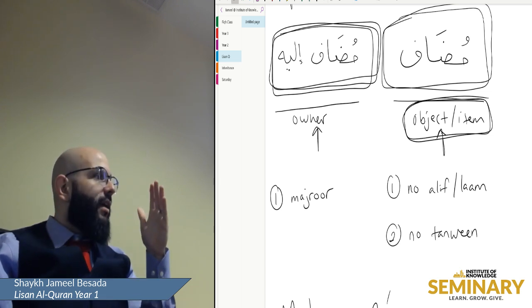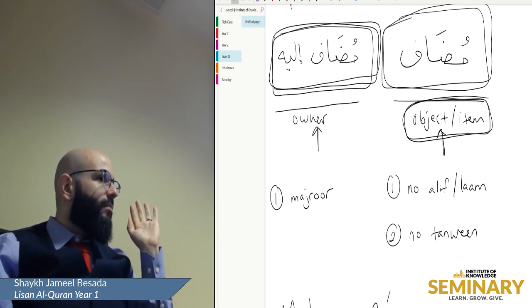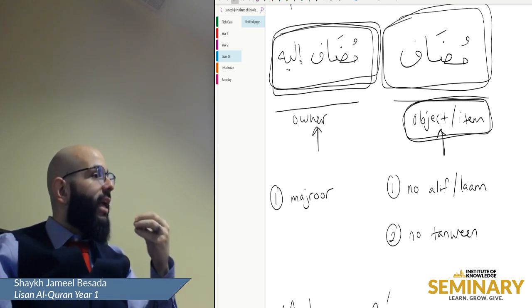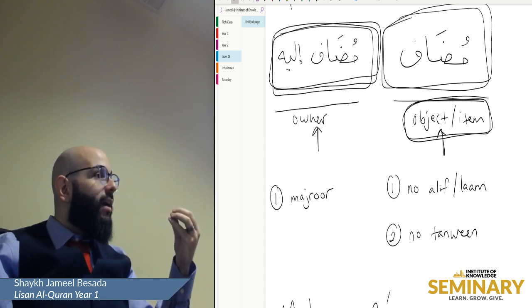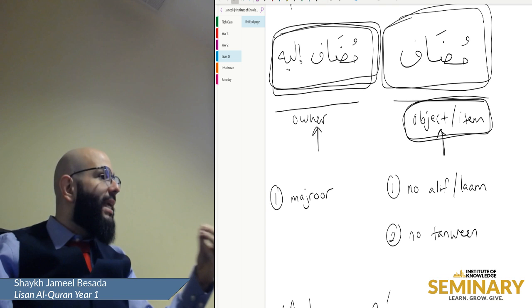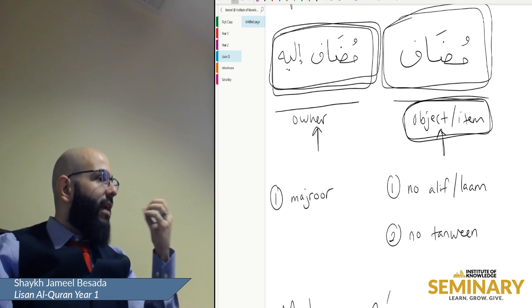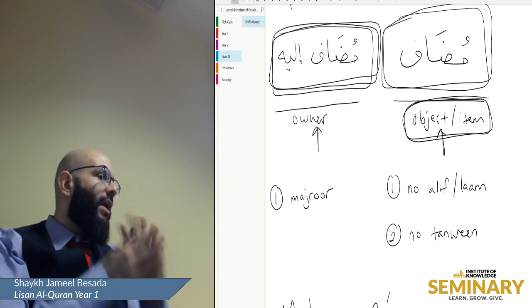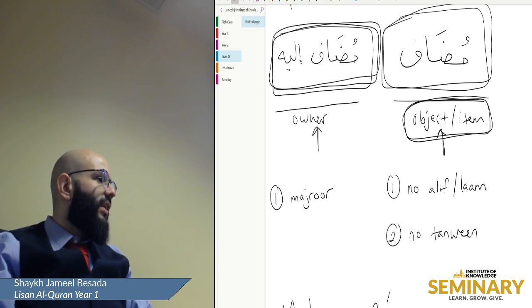The mudaf ilayhi has only 1 condition, which is to be in a state of jar. Nouns express jar in different ways. Some through kasra, talibin, at-talibi, muhammadin. Some express it through ya, talibaini, talibina, muslimina, like we've done in the past. Okay? So be cognizant of that also. As long as it's in a state of jar, that's all we care about. No alif lam, dual, plural, singular, doesn't matter. As long as it's in a state of jar.